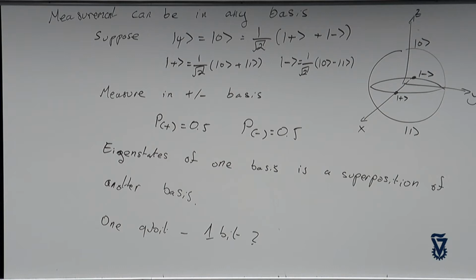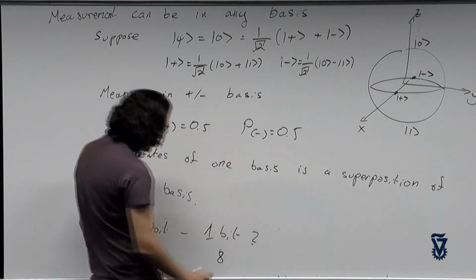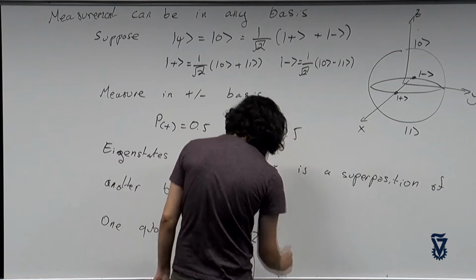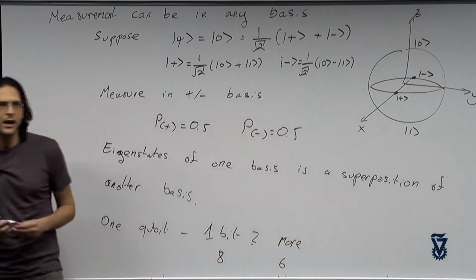All right, so we have 9 answers, 10 answers. Almost everyone has answered. Okay, everyone has answered, and we have a majority. 8 voted that we get 1 bit, and 6 people voted that we get more than 1 bit. Okay, the answer is 1 bit.